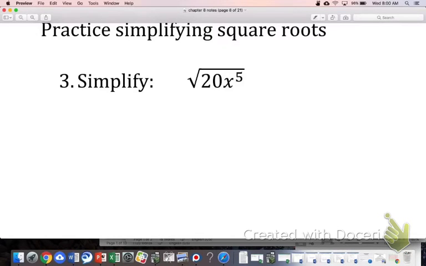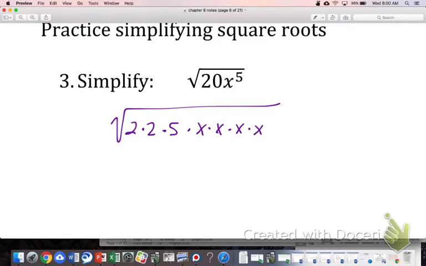But what we want to do is arrive at this idea right here that 20 is really 2 times 2 times 5. If you break that 20 down into its prime factors, use a factor tree, a factor ladder, whatever, to get to that point. That's your prime factors of 20. Then the x to the 5th is just x times itself, 5 times. There's a 4th time, there is a 5th time right there.